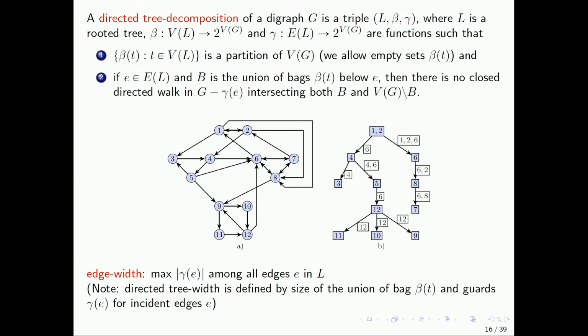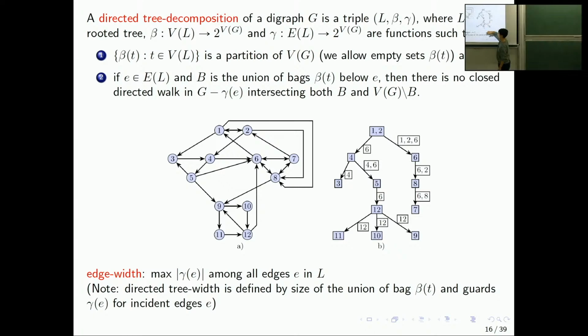So usually for the directed tree width, we define the width of a decomposition as the maximum among all nodes, where you take a union of this bag and the incident guards. So like for this node, 6 and 12, and then size 2 is for this node, and then you take the maximum among all nodes. That will be the width of the decomposition, and the directed tree width is the minimum width of all decompositions.